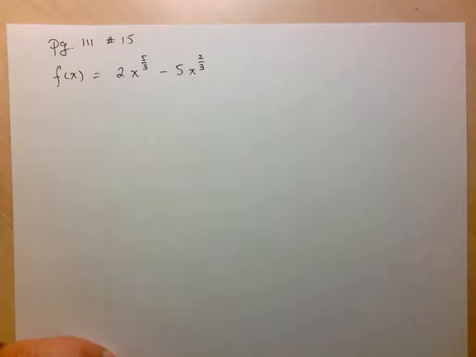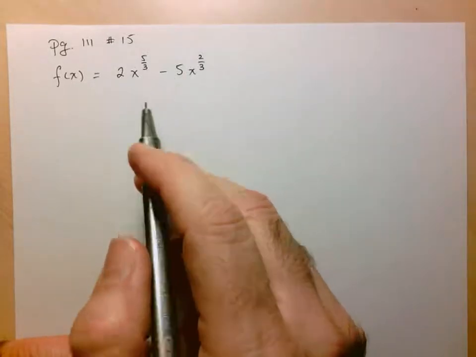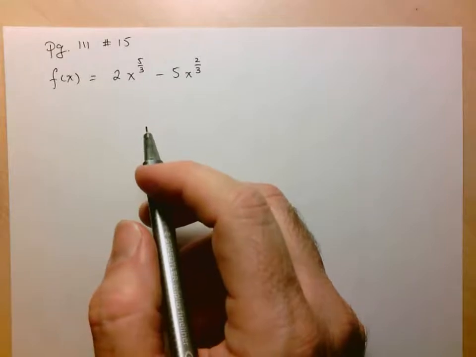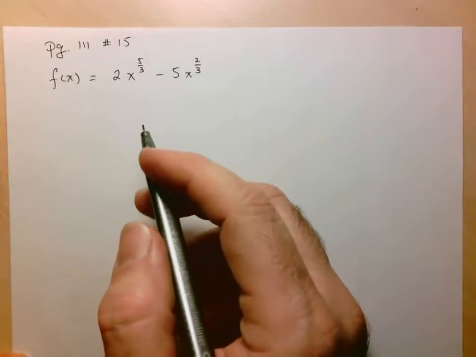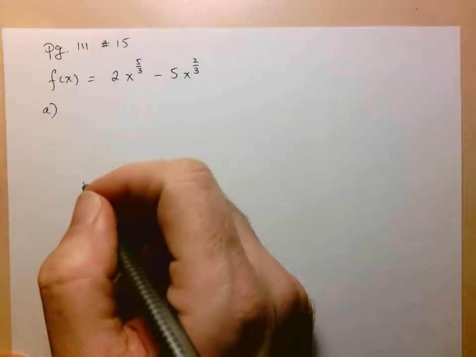Hi folks, we're going to take a look at number 15 from page 111 from the Unit 1 assignment. So here they give us this function, and the first thing they want us to do is to determine the slope of the tangent when the function crosses the x-axis. Okay, so what we'll have to do is first determine what the x-intercepts are and then see where we go from there.